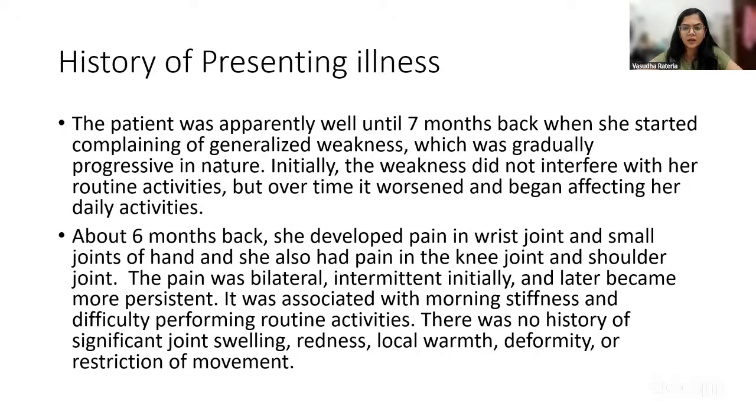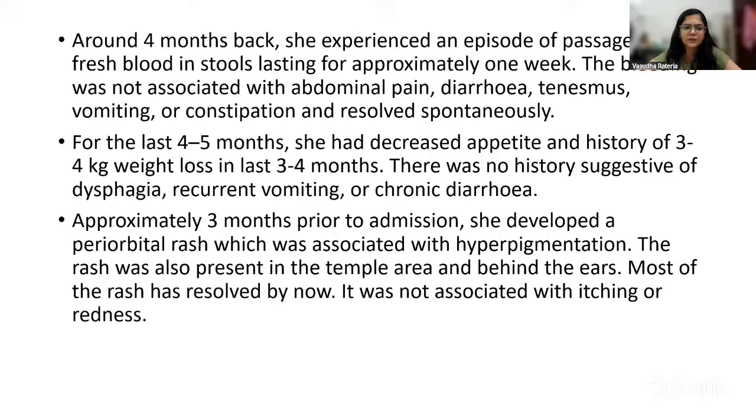The pain was bilateral, intermittent initially, and later became more persistent. It was associated with morning stiffness and difficulty performing routine activities. But there was no history of any significant joint swelling, redness, local warmth, deformity, or any restriction of movement. Around 4 months back, she also experienced passage of fresh blood in stools, which was lasting for approximately 1 week. The bleeding was not associated with any abdominal pain, diarrhea, tenesmus, vomiting, or constipation, and resolved spontaneously.